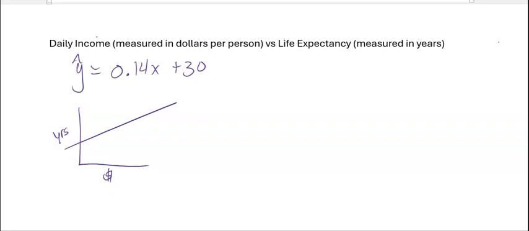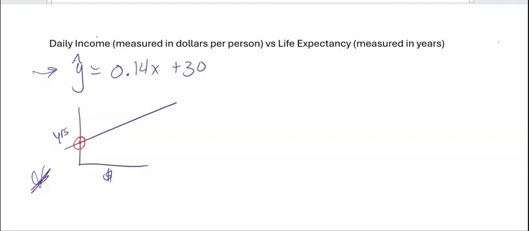And let's say that our graph looks something like this, with our regression equation in there, and that the equation for our regression model is y hat equals 0.14x plus 30. Now, if we want to interpret the y-intercept, first of all, we need to know what the y-intercept is. Well, it represents the place where the regression equation crosses the y-axis. So it is that point right there.